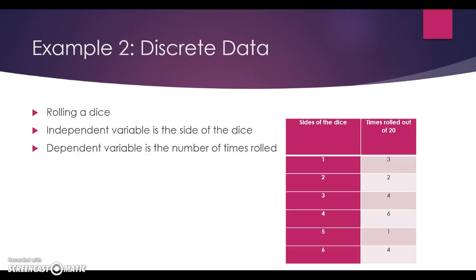The same could be said for rolling a dice. So we've rolled a dice 20 times, and we've counted how many times it's landed on each side. The independent variable is the side of the dice, and the dependent variable is the number of times rolled.